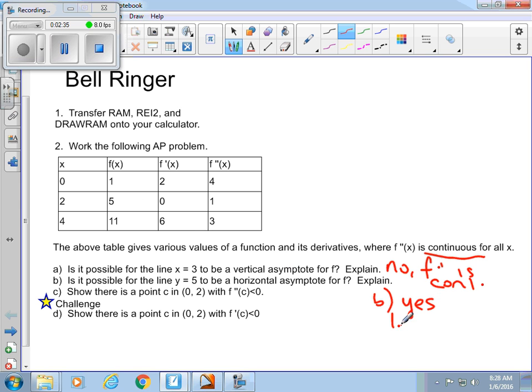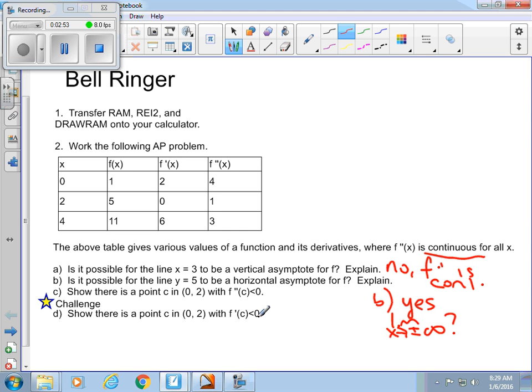It's talking about a limit as x approaches positive or negative infinity, and I don't know any information past 4 and past 0, so could be. Very well could be.